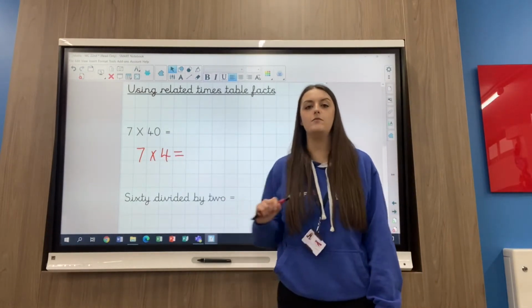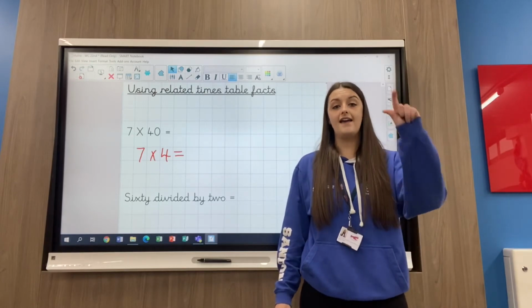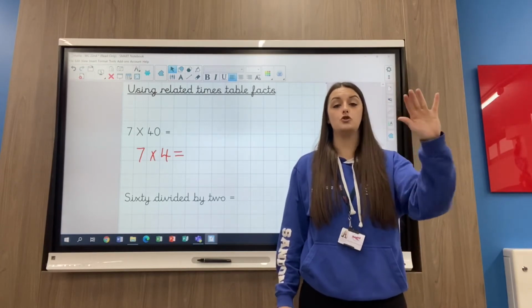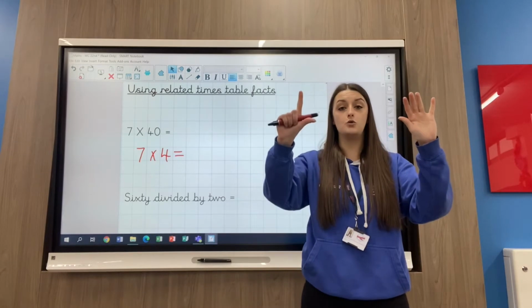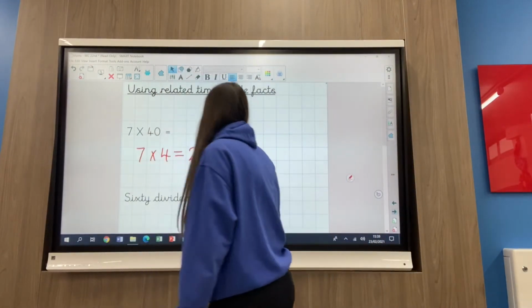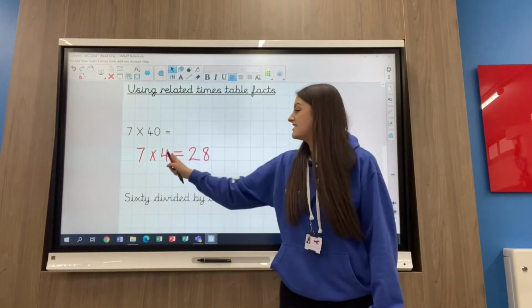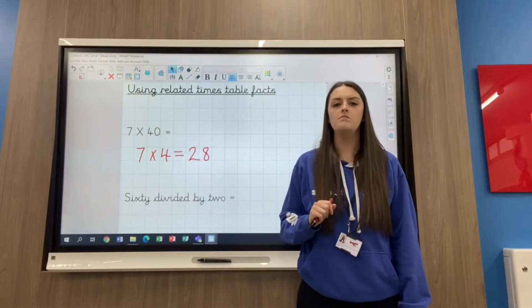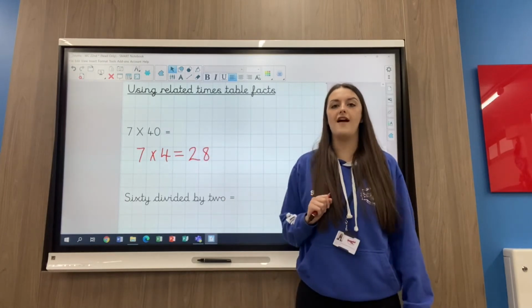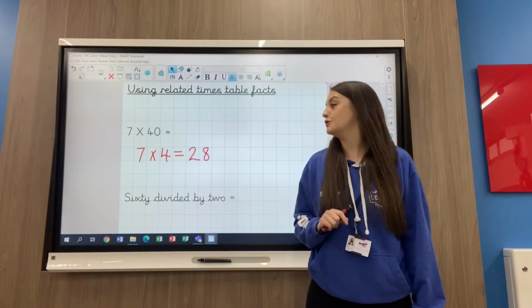So 7 times 4, let's count in our 4s. Ready? 4, 8, 12, 16, 20, 24, 28. So 7 times 4 is 28. Now, if you have a look, 40 is 10 times bigger than 4. So what do you think we need to do with our answer? If you said make it 10 times bigger, well done, year 3.